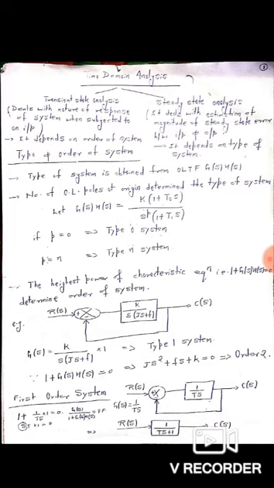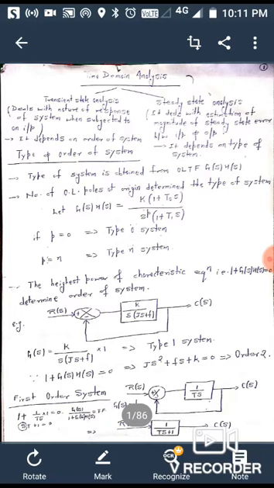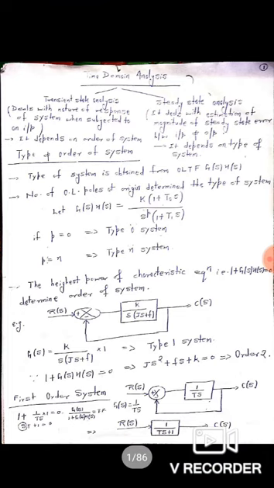What is the type? Type means the number of poles at the origin. Means denominator में single s की पावर जो कितना होगा, that is the type of the system. Suppose let us consider an open loop transfer function, that is G(s)H(s). Suppose G(s)H(s) is equal to K(1 plus TaS) upon s power p (1 plus T1s).